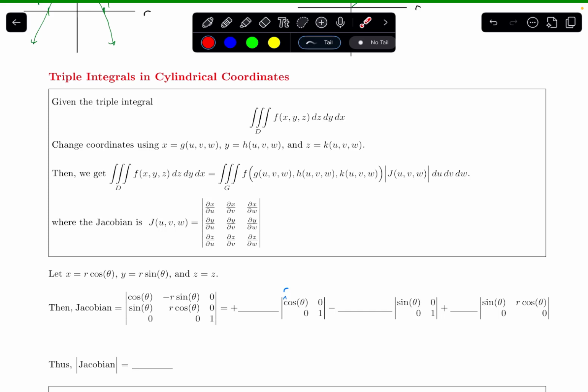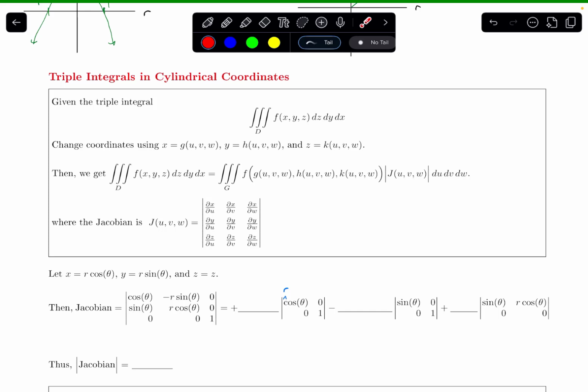In this video, we are going to learn how to do triple integrals in cylindrical coordinates. So if I have some triple integral of some function f of x, y, z over some three-dimensional region D, and now I make a substitution and do a change of coordinates, we're going to get a very similar formula to what we saw with double integrals.